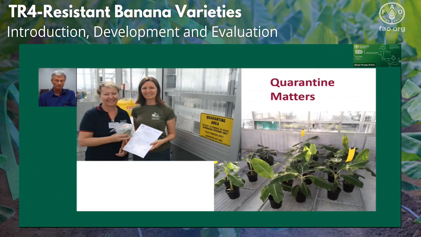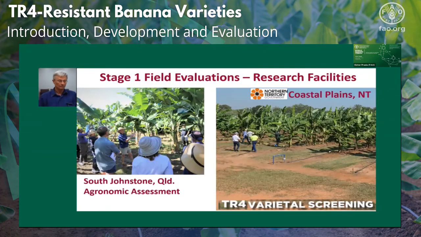This is the quarantine facility in Brisbane where banana plants from overseas are screened into Australia. After importation, quarantine and in vitro multiplication stages, we commence an agronomic assessment where I am stationed at South Johnston. Concurrently, a TR4 field screening commences in collaboration with the Northern Territory Government, which Charles will report upon in the next talk. As a biosecurity measure, TR4 field and greenhouse trials are only permitted in the Northern Territory. This is to greatly lessen the proliferation of disease inoculum in Queensland.